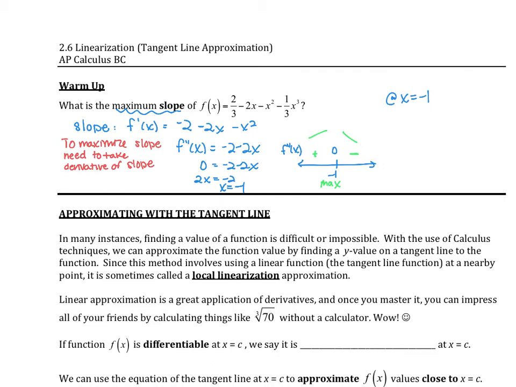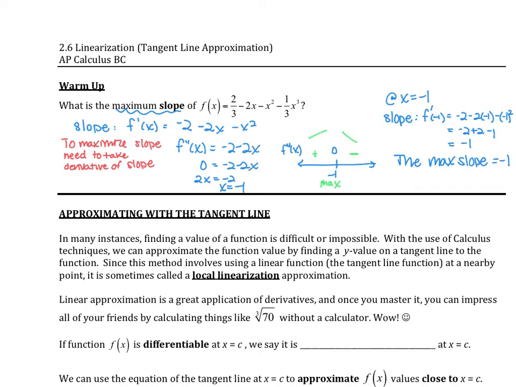But what is the maximum slope? Well, if I want to actually find the slope, I am going to plug in -1 into that derivative equation. So we get -2 minus 2 times -1 minus -1 squared, which gives me -2 plus 2 minus 1. So I get the slope would be -1. So the max slope, since that's what it's asking, is -1.